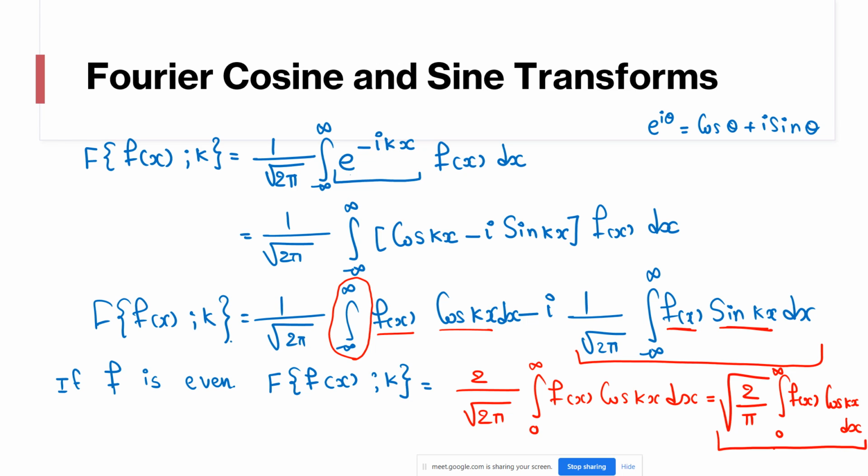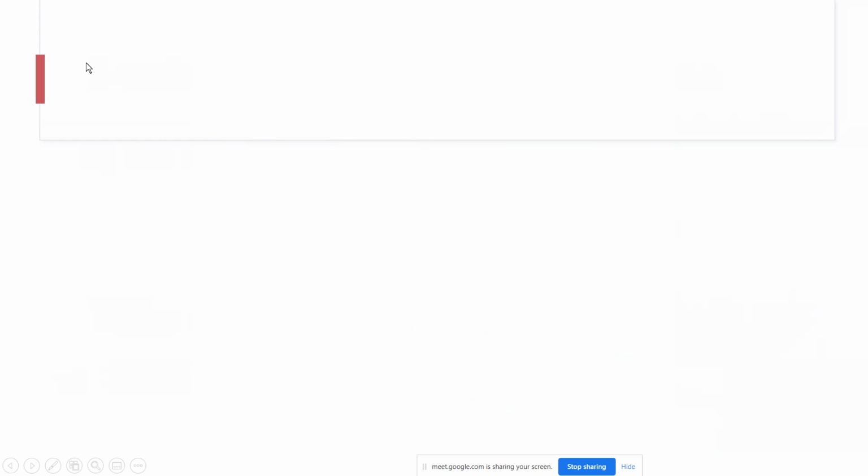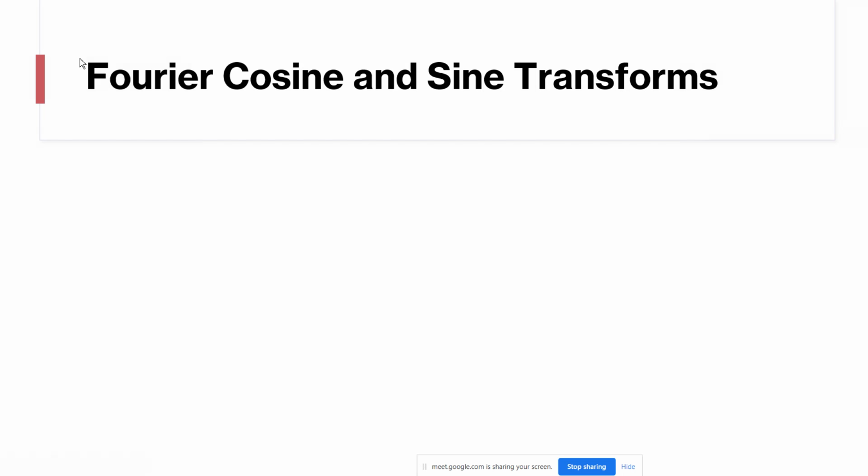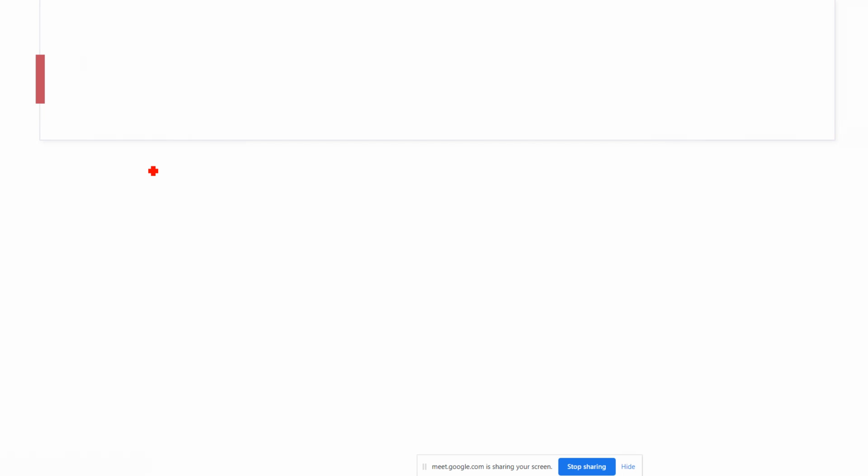We will define what a Fourier cosine transform is in detail, but for now what we did is we just expanded e raised to i theta into two parts. The first case is f is an even function. We found one of the parts is root of 2 by pi, integrating 0 to infinity f of x cos kx dx, and that is the Fourier cosine transform. The formula is on the next slide, but we will consider the second case as well.